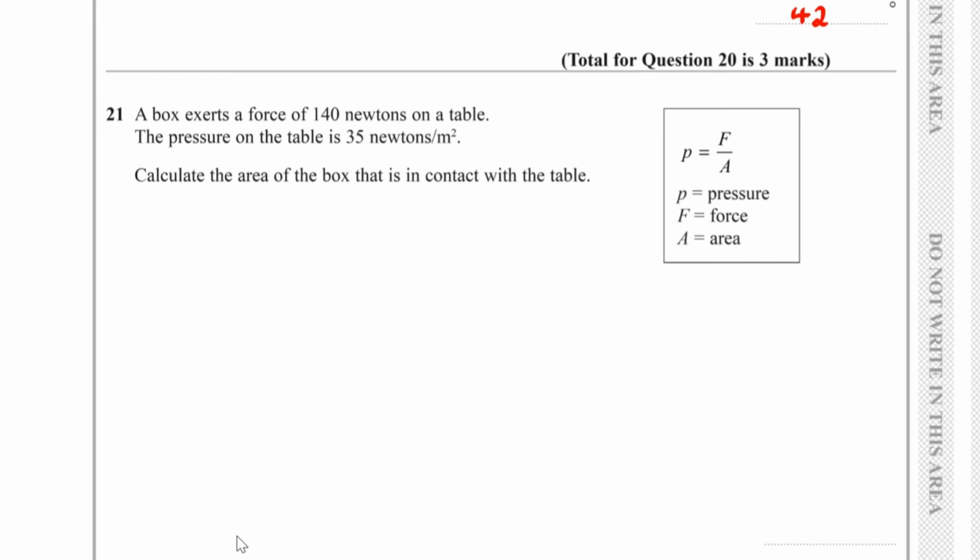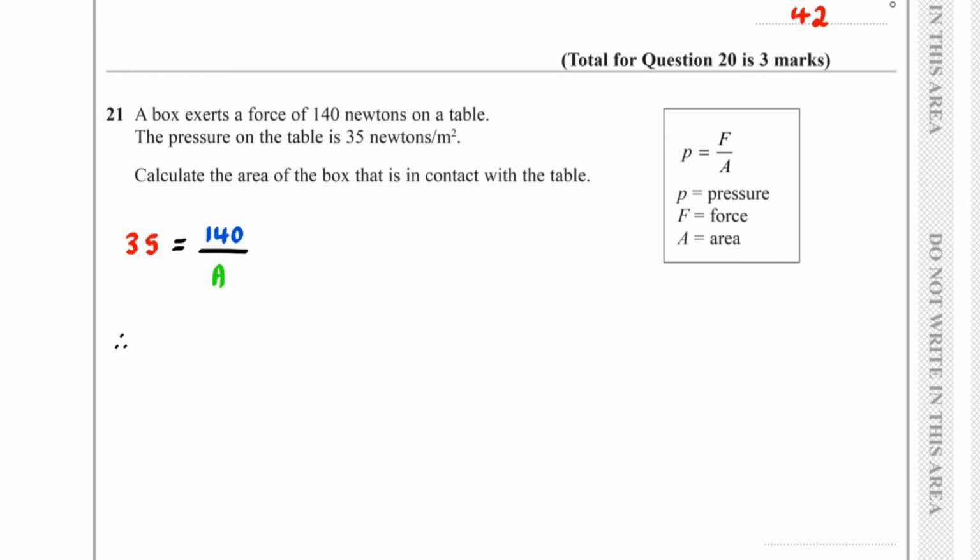Question number 21. A box exerts a force of 140 newtons on a table, and the pressure on the table is 35 newtons per meter squared, and we are given that pressure equals force over area, and we have to calculate the area of the box that is in contact with the table. So we've got the pressure 35, and this is equal to 140, which is the force, over the area. We'll call the area A.